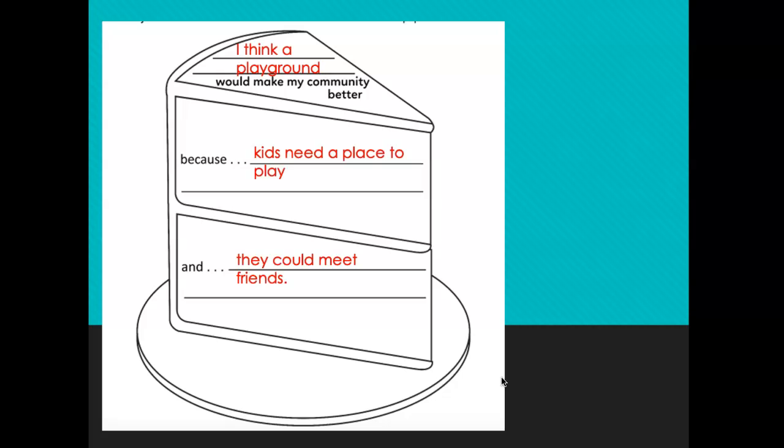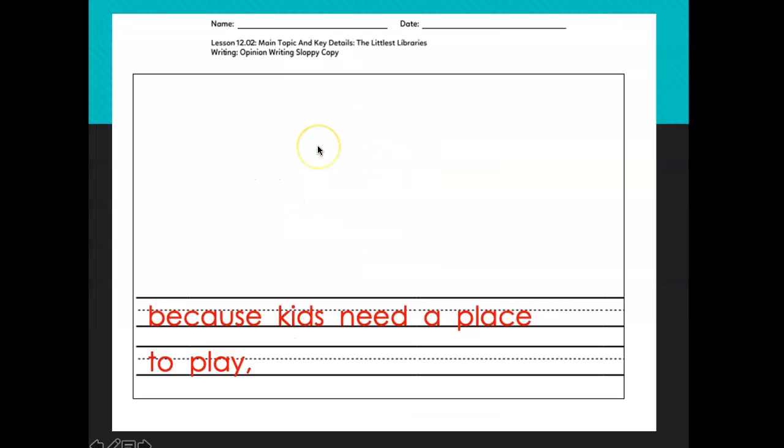So then for my graphic organizer, for my second page, I'm going to write my first reason, just like it is here on this graphic organizer. That's why this makes it so much easier. So my second page, I'm going to write my reason, because kids need a place to play. Here it is, on my next page, because kids need a place to play. And again, I didn't put a period because I'm making one big fat sentence. This is a comma, it's a period with a tail.